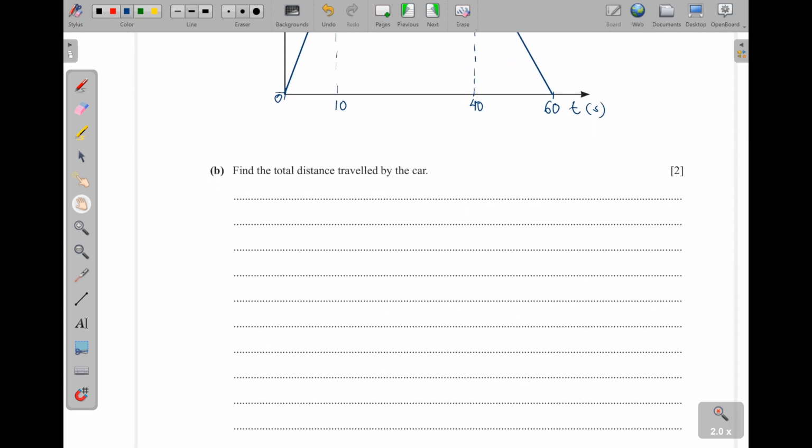Find the total distance traveled by the car. So on a velocity-time graph, the total distance traveled by the car is the area under the graph. So total distance traveled is equal to total area under the curve.